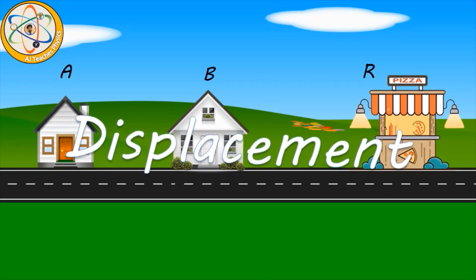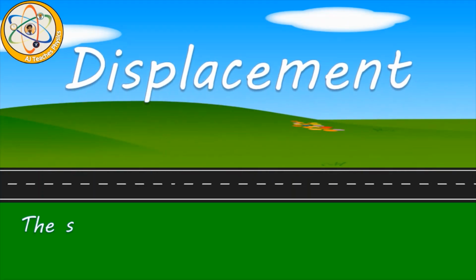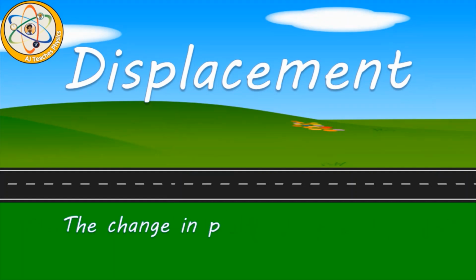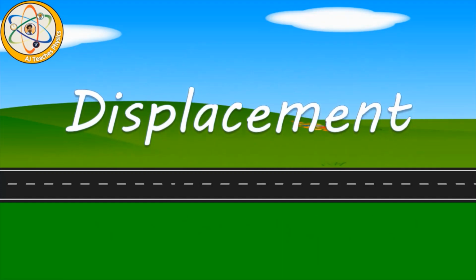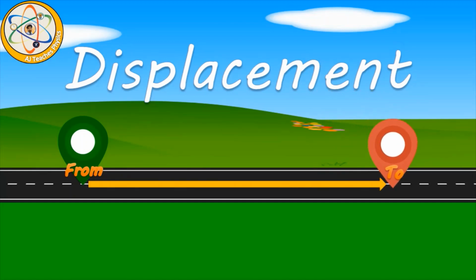And now we shall discuss displacement, which is quite often defined as the shortest distance between 2 points. But this definition is wrong. It is actually the change in position of an object. Displacement is not just the shortest distance between 2 points, it also indicates the direction from the initial position to the final position of the object, as we shall discuss in detail now.